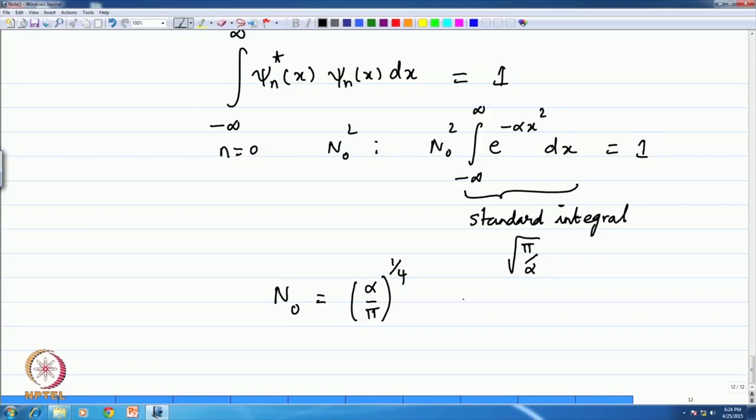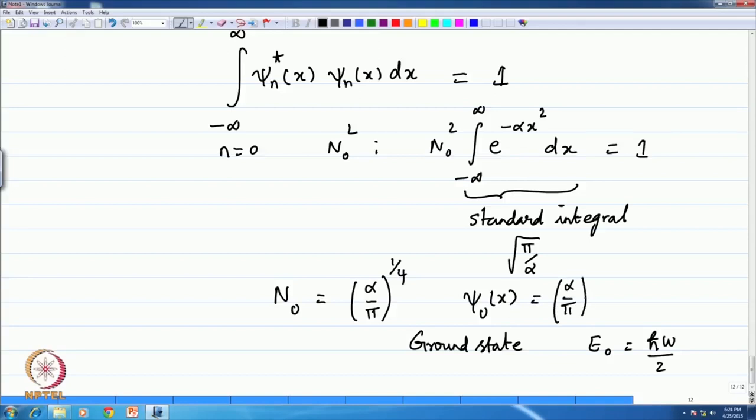Thus, psi 0, what is called the ground state wave function or the lowest energy solution, has E0 equal to h bar omega by 2, because n plus a half gives you only half when n is 0. E0 is h bar omega by 2. And psi 0 of x is (alpha by pi) to the 1 by 4 times e to the minus alpha x squared by 2.